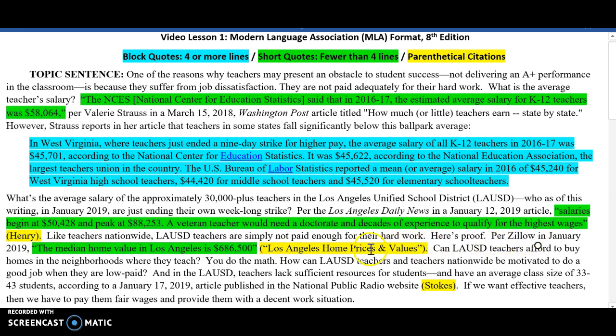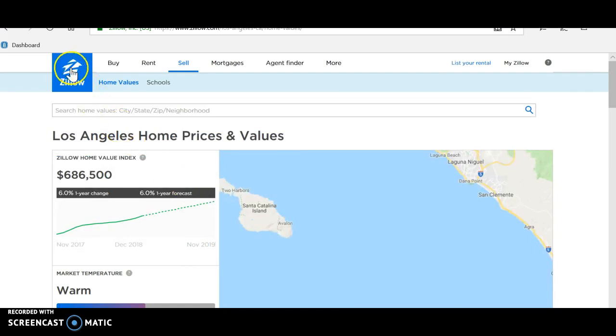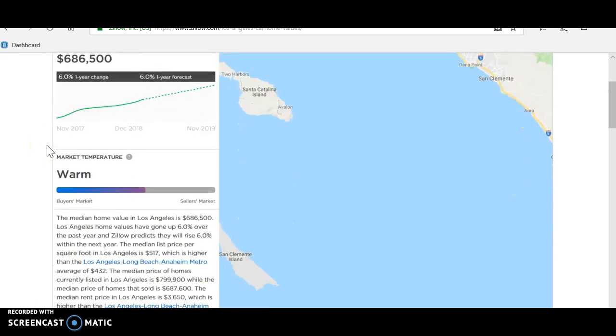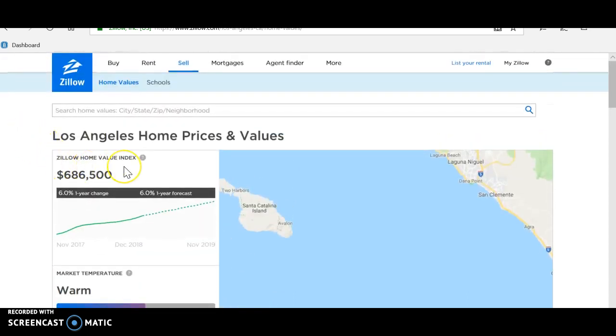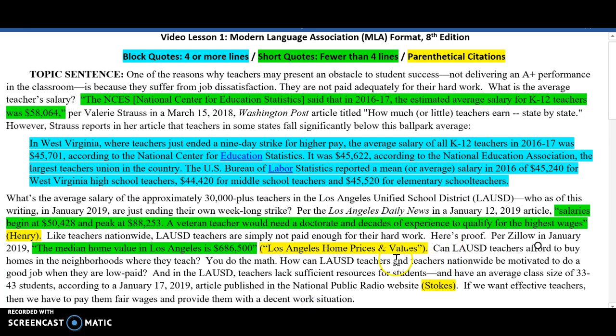When I quote Zillow here, Zillow is a website that does not list the names of the people who write for the website. And let's just check this out briefly. I have Zillow here. I have the median price of the home that I quoted, and I can see there's no author on this website. So I have to put the title of the article that I quoted from, and it's down here, the article that I quoted from, and the price. I have to put the article title in the parenthetical citation, and I put it in quotation marks.